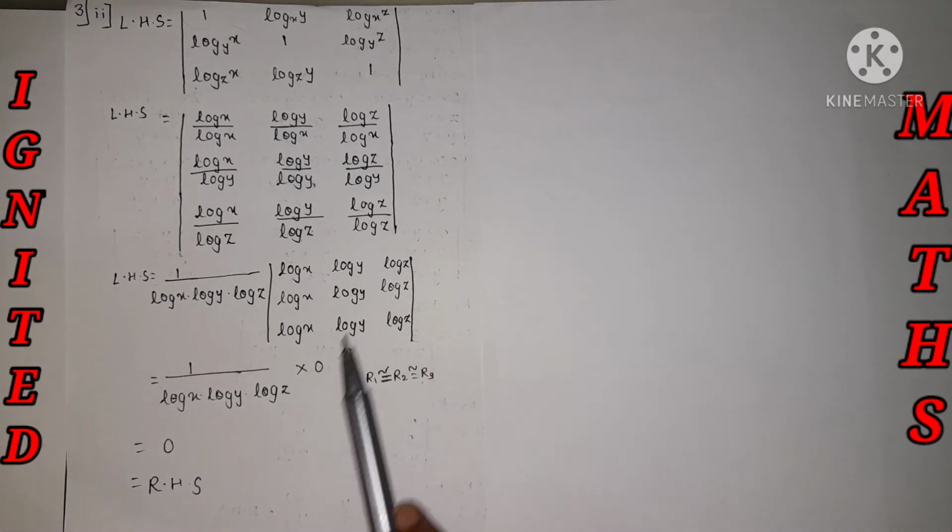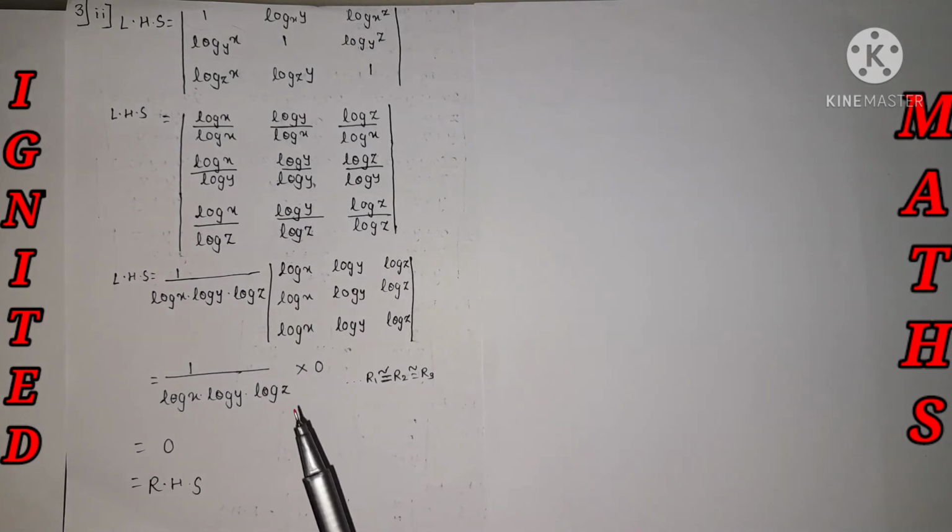But over here the 3 rows are totally identical, so no need to worry, just put the value as 0 and we got the value as RHS. This is how we need to prove it.